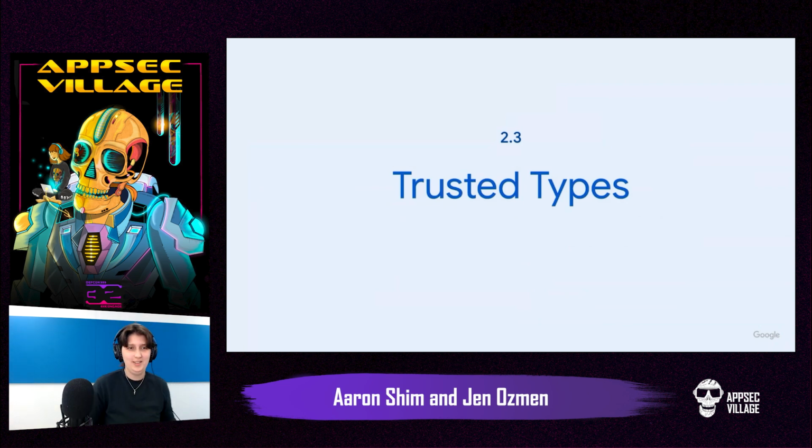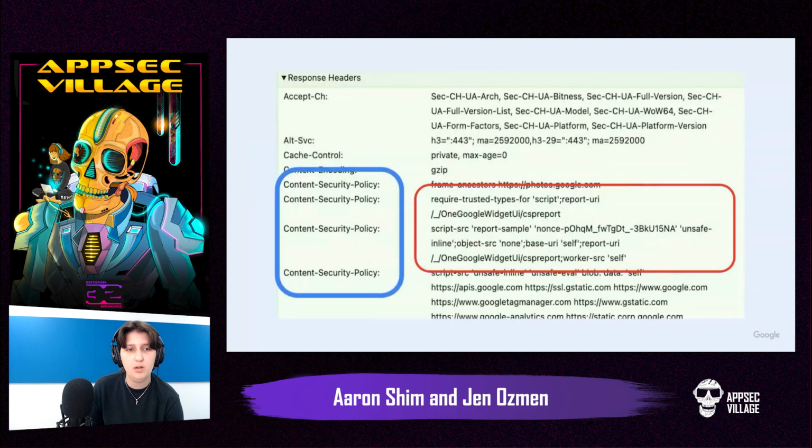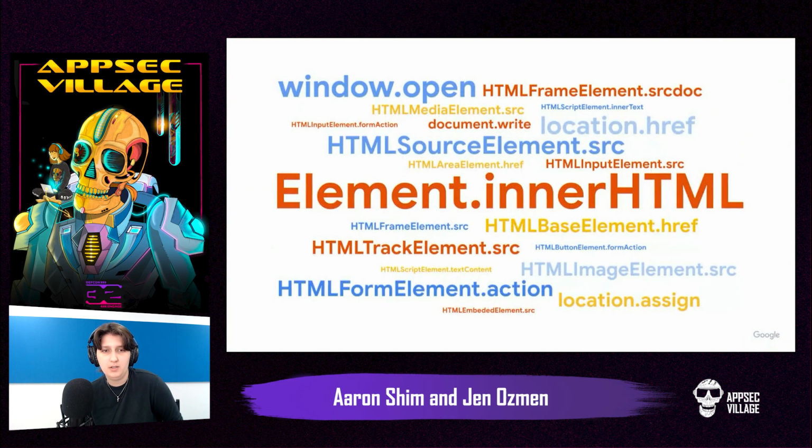Cool. Now on to the next flavor of CSP. We have trusted types. This is, again, another CSP-delivered mitigation that we think is really powerful, specifically against DOM-based XSS. And the example we saw before is this one with the require-trusted-types-for directive. And we want to point out that the attack surface is very large here for DOM XSS.